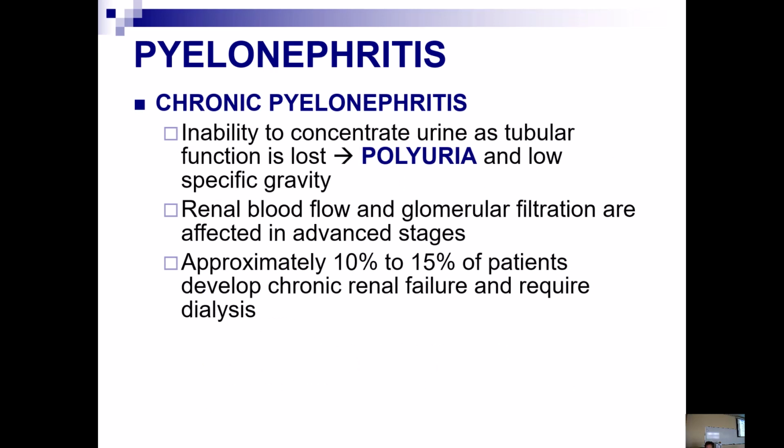In chronic pyelonephritis, there's going to be inability to concentrate urine as tubular function starts becoming lost. And you're going to get polyuria and low specific gravity. Renal blood flow and glomerular filtration get affected in the late stages, and about 10 to 15% of patients develop chronic renal failure and are going to require dialysis.